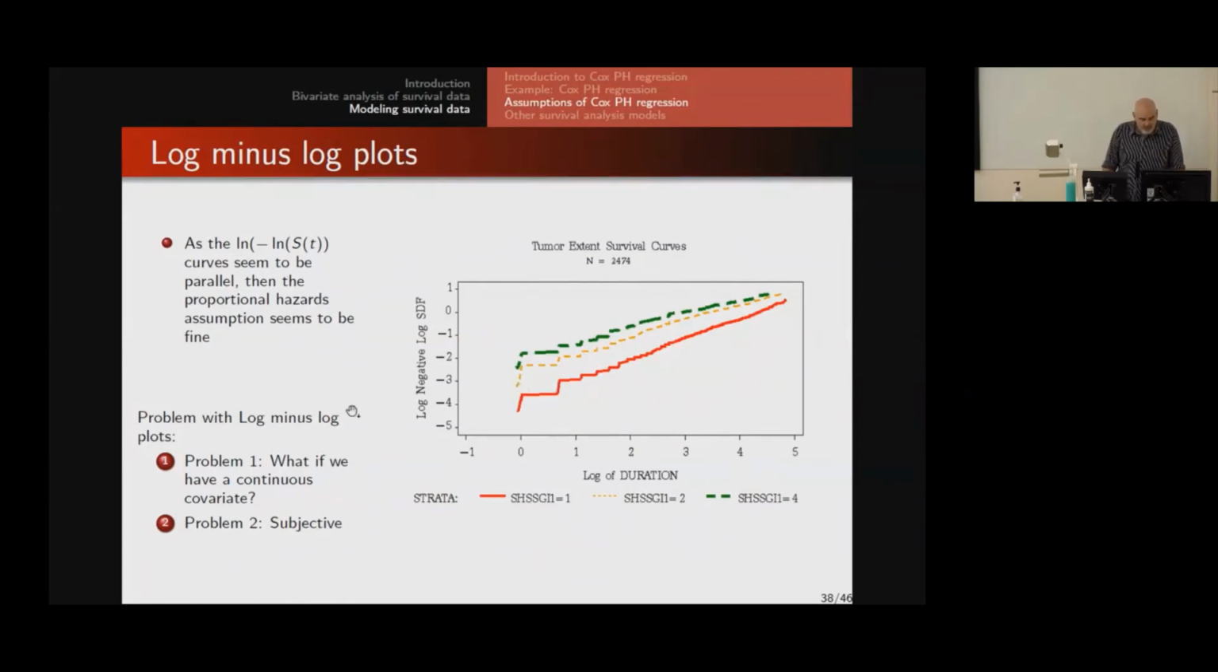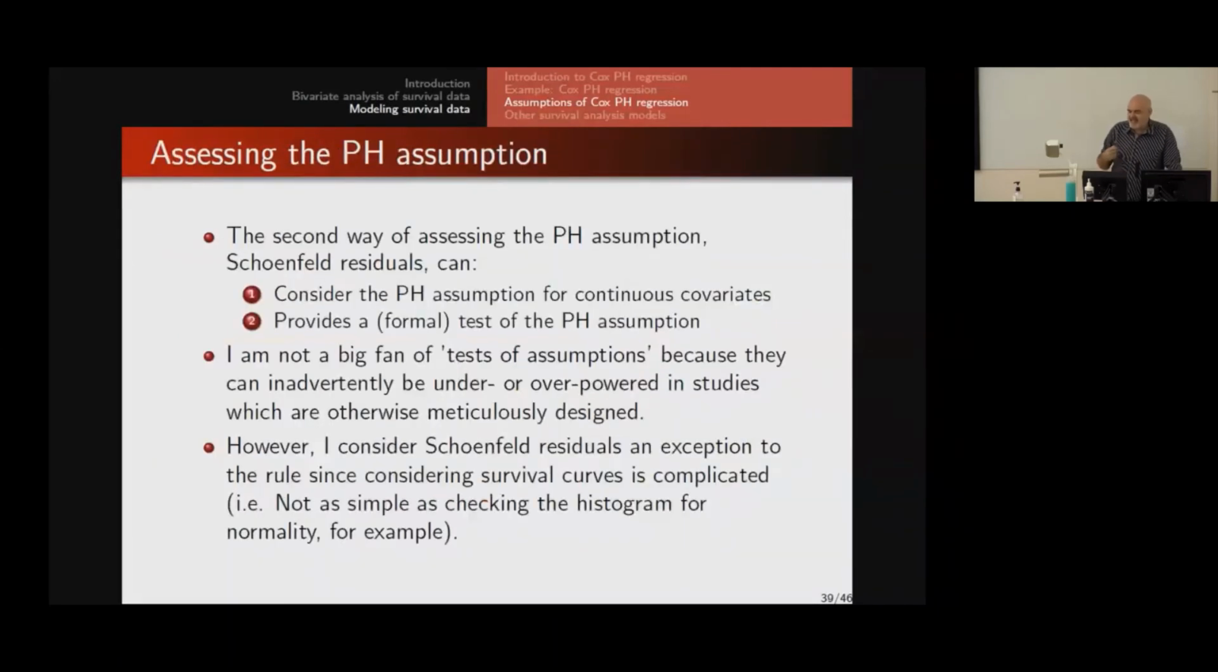The problem with this log minus log plot is that it is subjective. It's a graph, okay? What I think is proportional, a reviewer might disagree with, and they might argue with me about it, all right? So we could say that it's subjective. However, its strength is that it's intuitive and we can use our eyes to do it. The problem with the Schoenfeld residuals is that it's a formal test of the assumption. Now, I do actually use this method, but I just want to make a comment.